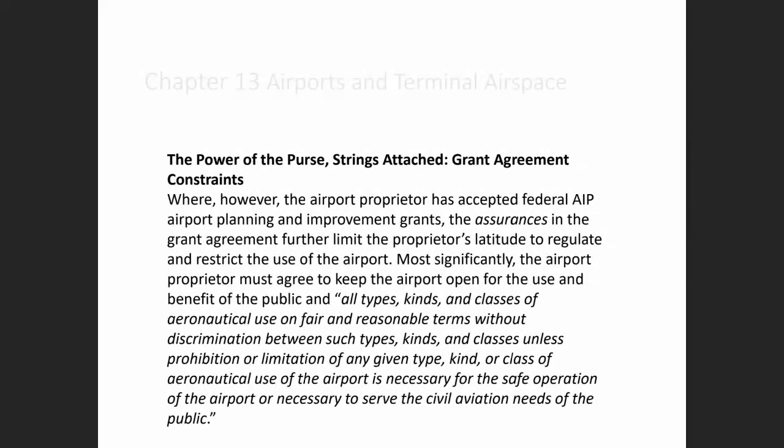The power of the purse strings attached to the grant agreement, where airport proprietors have accepted federal AIP planning and improvement grants. Assurances in the grant agreement further limit proprietors' latitude to regulate and restrict the use of airports. Most significantly, the airport proprietor must agree to keep airports open for use and benefit of the public and all types, kinds, and classes of aeronautical use on fair and reasonable terms without discrimination between such types, kinds, and classes, unless prohibition or limitation of any given type, kind, or class of aeronautical use of the airport is necessary for safe operation of the airport or necessary to serve the civil aviation needs of the public.